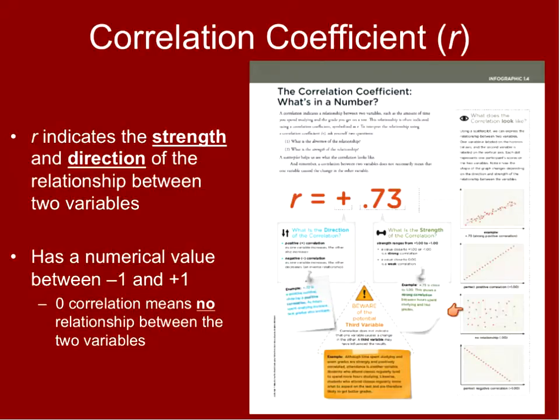Well, this zero correlation scenario is where there's no discernible relationship, right? You see this scatter plot? Any noticeable pattern there? No, not really.